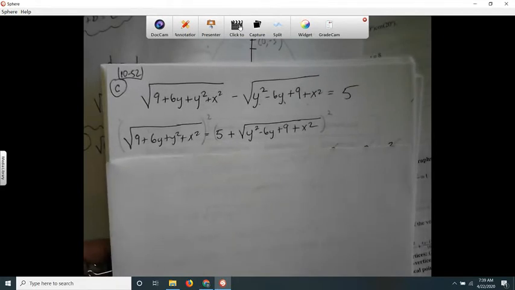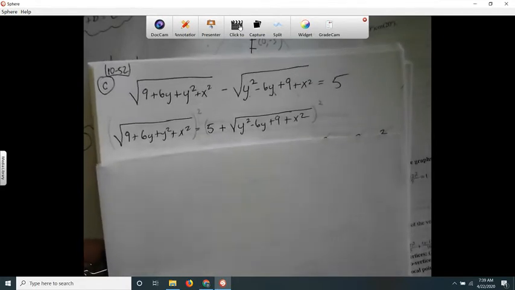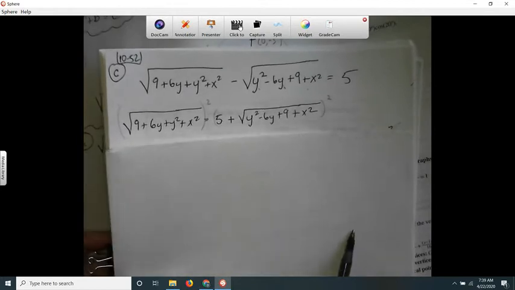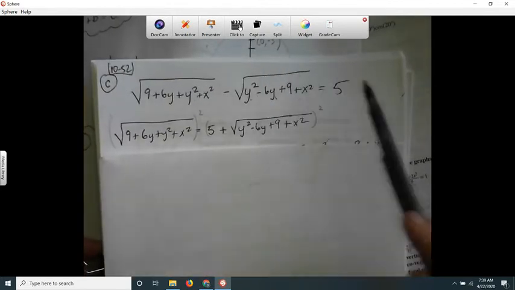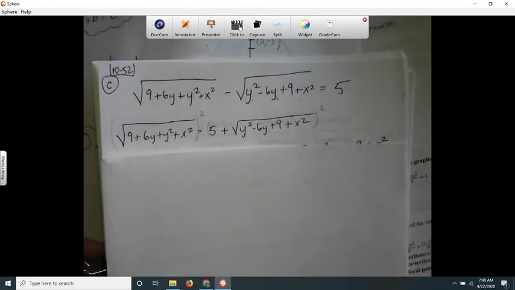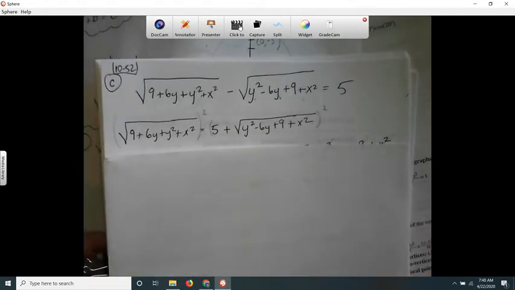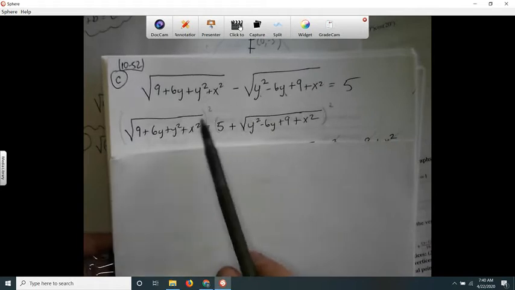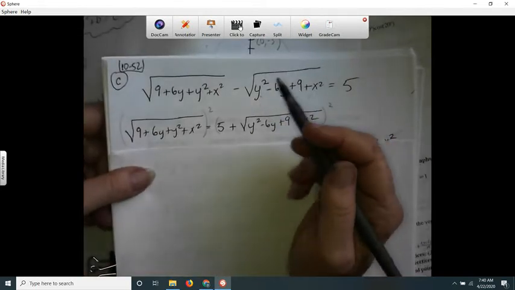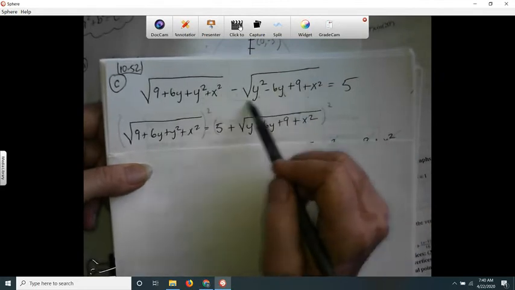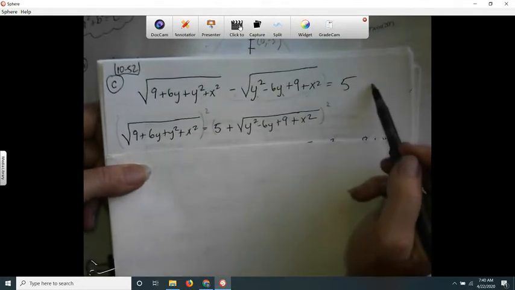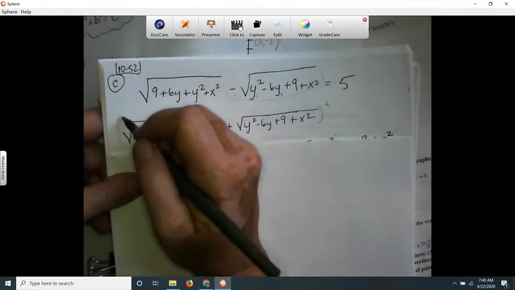Now what did I do? I want to get one of these. See how I have a square root minus another square root? I want to get one of the square roots by itself so that I can square both sides of the equation. So I added this piece on the right-hand side, and now I'm going to square both sides.